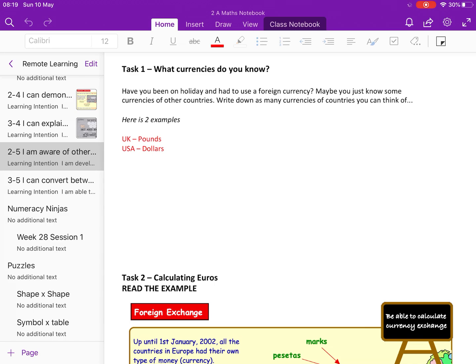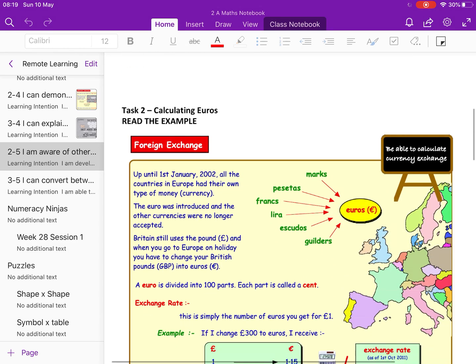So your first task is, what currencies do you know? So I've given 2 examples. So the UK uses pounds and the USA uses dollars, right? Think about where you've been on holiday and you've had to use a foreign currency. Maybe you just know some currencies of other countries. Anyway, I just want you to write down as many as you can think of.